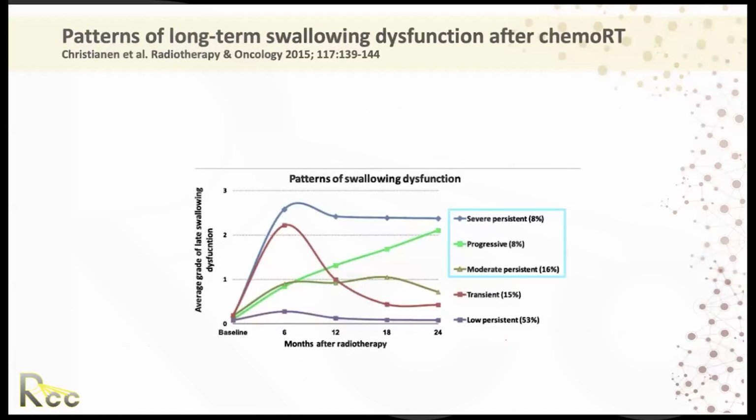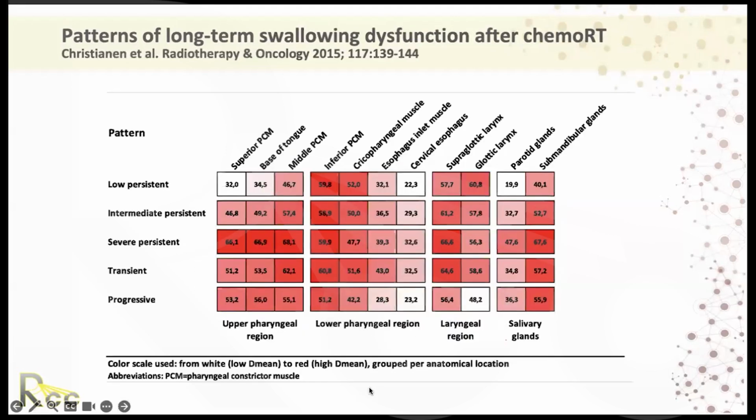This is, again, that Danish study looking at patterns of long-term swallowing dysfunction. You can see this is the small group of patients that have either progressive or moderately persistent or severe persistent dysphagia. These are late side effects, so you really notice them a year down, 6 months and beyond. Versus the vast majority of patients, where it's really transient or low persistent dysphagia, things that really get better. Fortunately, this is not a very high proportion of the patients that you will see.